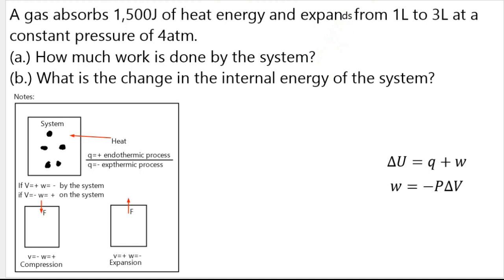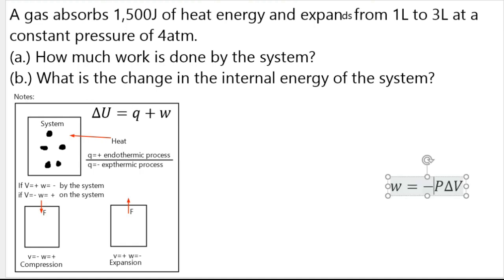If the change in volume is positive, then the work is negative and it is done by the system. If the change in volume is negative and the work is positive, then it is done on the system. A good demonstration is if we apply some force, it will create compression, and we will have a negative change in volume, which gives positive work. So these are the two formulas, for the internal energy and the work.